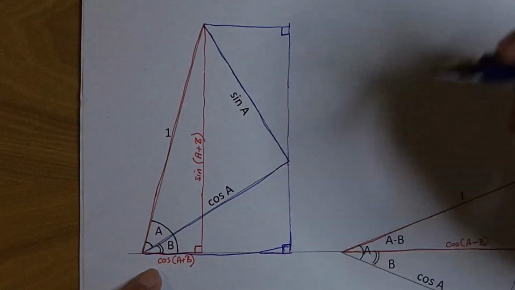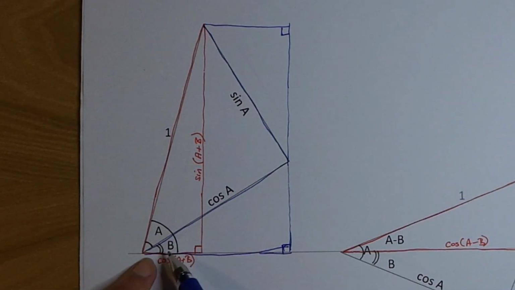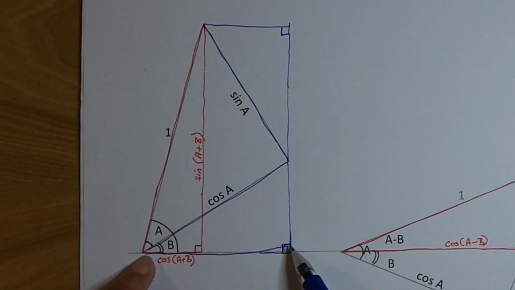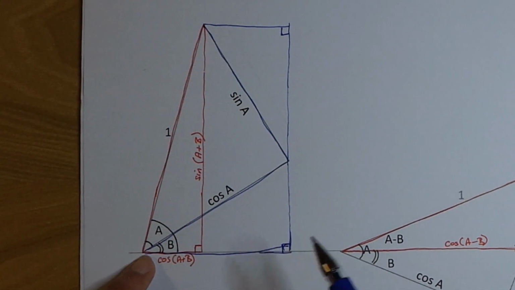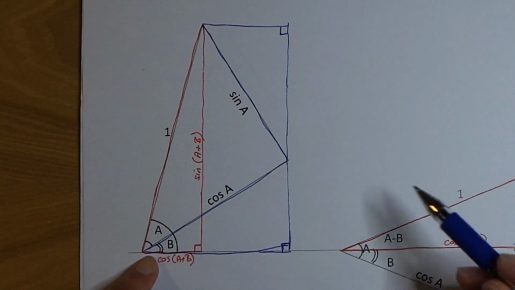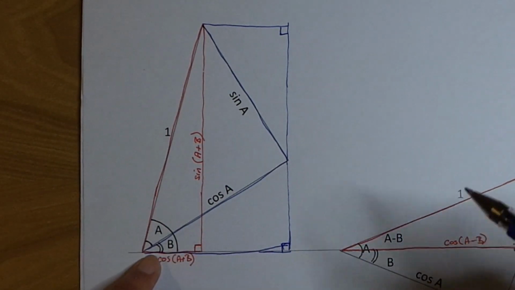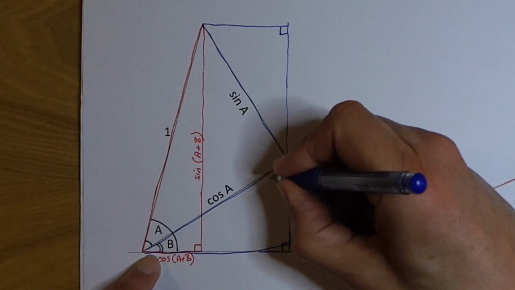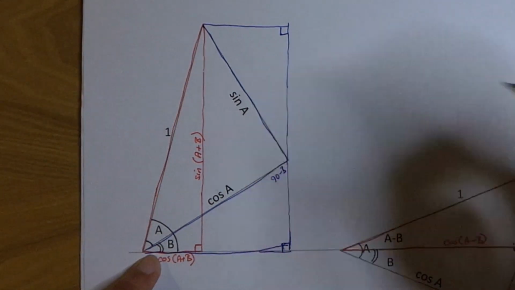And because that's the case, let's just draw some more angles in here. We know that this angle here is B in this corner, that's that angle there, and we know that all of the angles in a triangle add up to a total of 180 degrees. So in a right angle triangle, the two other angles add up to 90 degrees. So if this angle here is B, then this angle here must be 90 minus B.